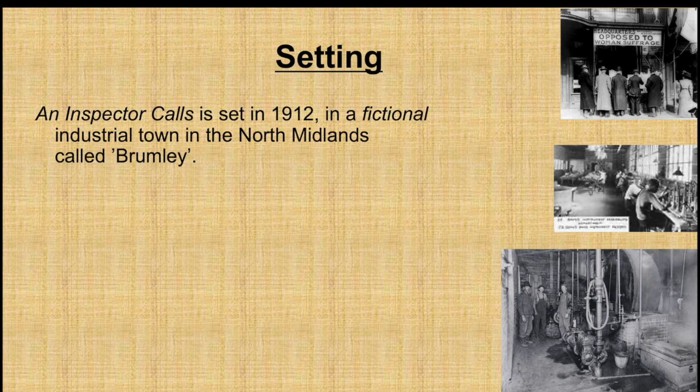So the setting of An Inspector Calls is in 1912 in a fictional industrial town in the North Midlands called Brumley. For our international viewers at this point, there is no actual town called Brumley. It doesn't exist. But there's something else going on with the name there. Let's break it down.